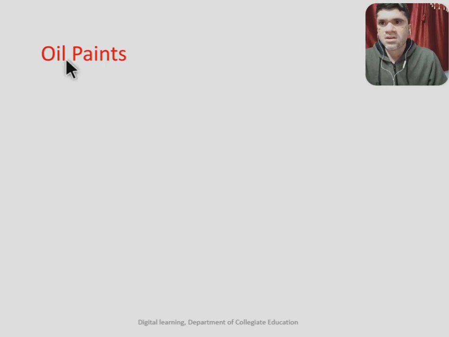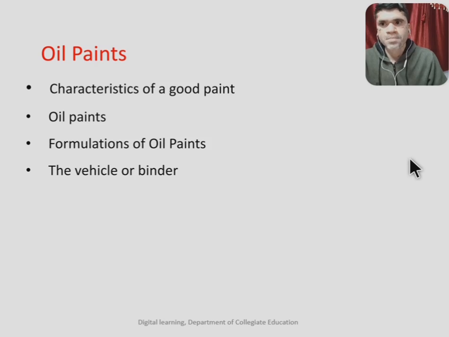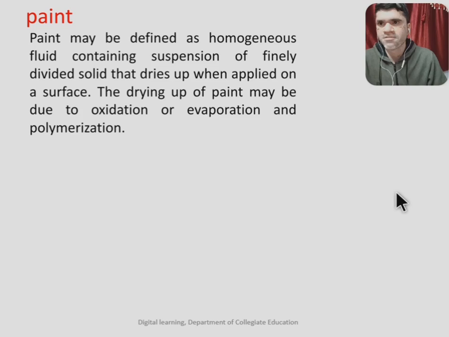So in this session we will be going to study oil paints. The contents are characteristics of good paint, oil paints, definition of oil paint, formulation of oil paint, vehicle or binder. So these are the things which we are going to study in this session. So let us start with paint, definition of paint.